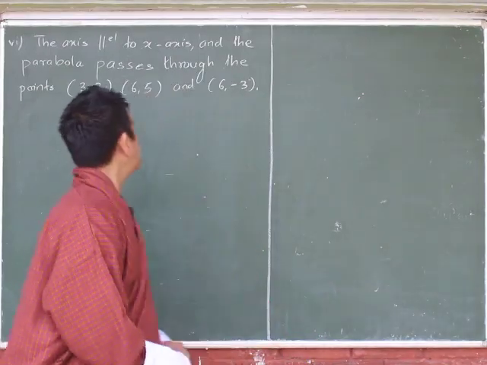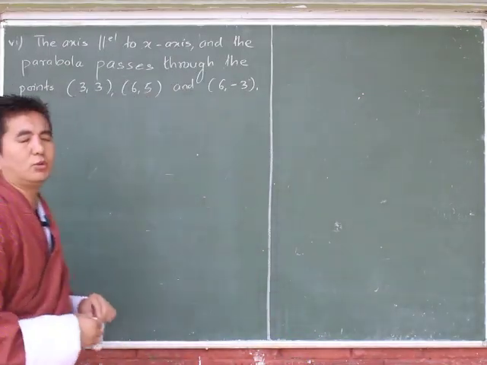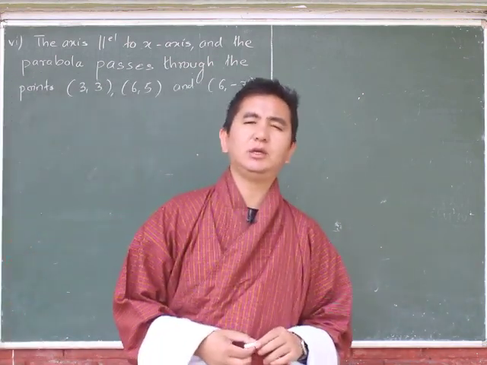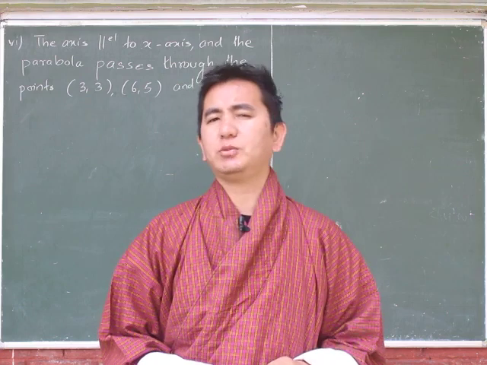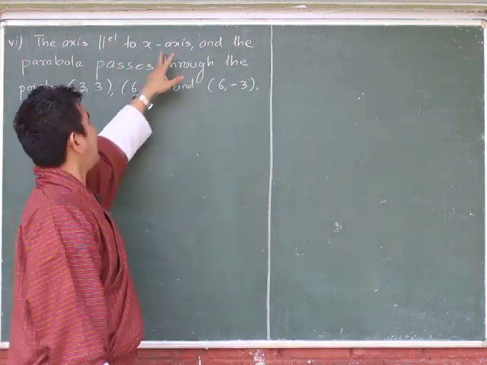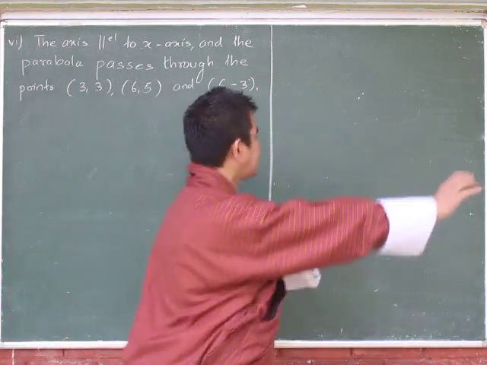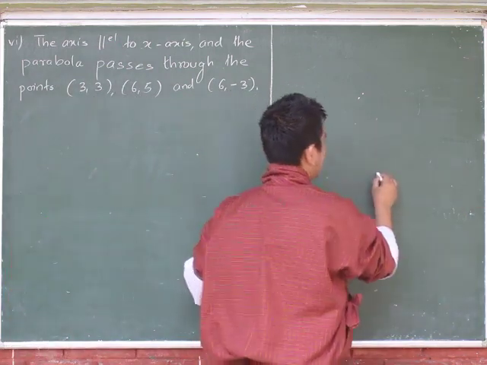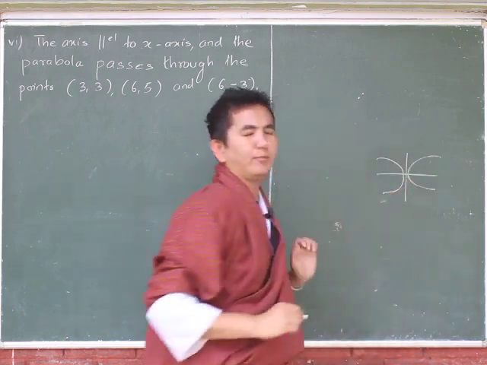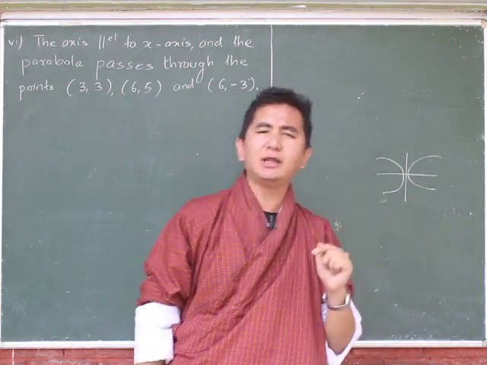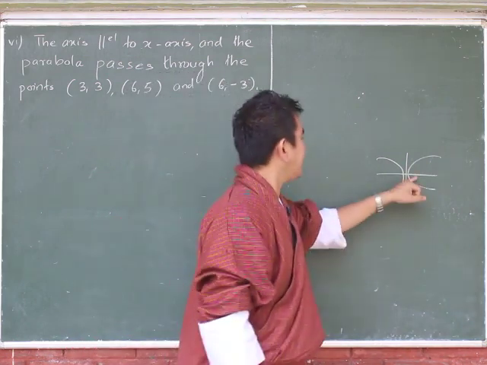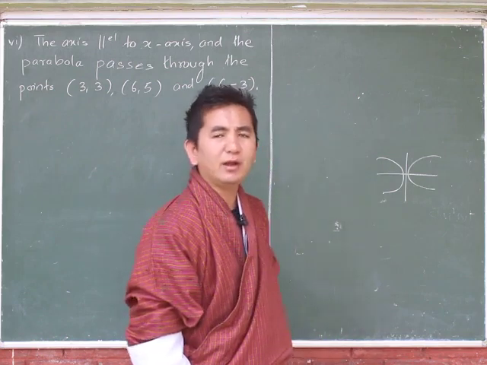Okay, good morning students. So we are here with question number 3, Roman number 6. Here we need to find the equation of the parabola. In this question, the axis is parallel to x-axis. So axis parallel to x-axis means it can be concave right or concave left, because axis means it is a line which passes through the vertex of the parabola.